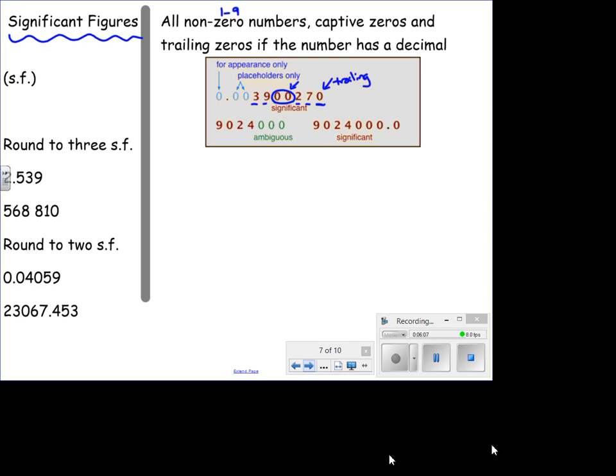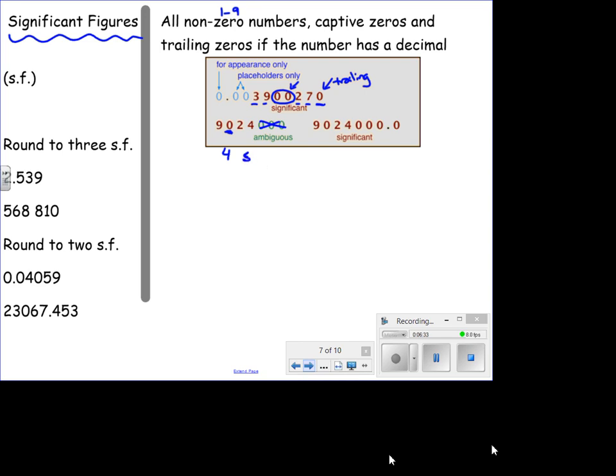If you look at the second example here, you have a captive zero. It's between the 9 and the 2. And then you have trailing zeros, but remember, they're only important if the number has a decimal in it. There's no decimal in this question, so we don't count those as significant, okay? So this question only has 4 significant digits, or figures.